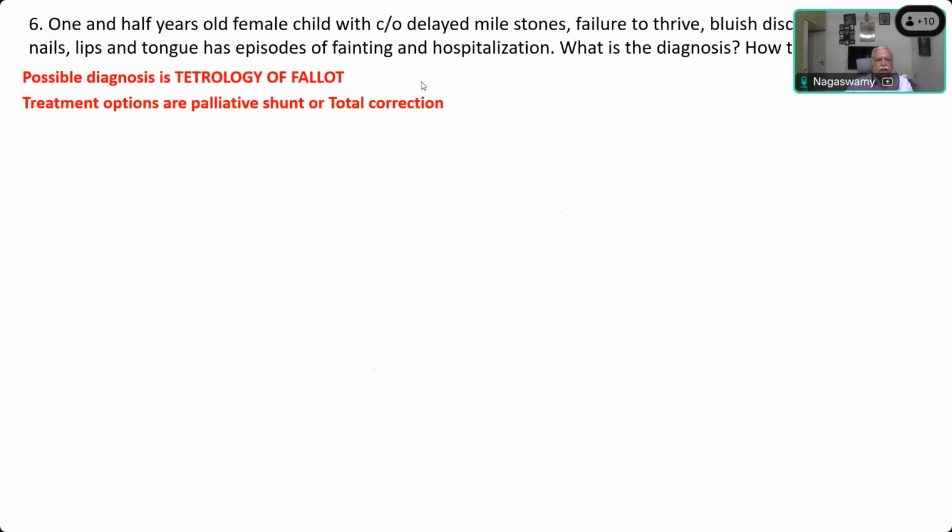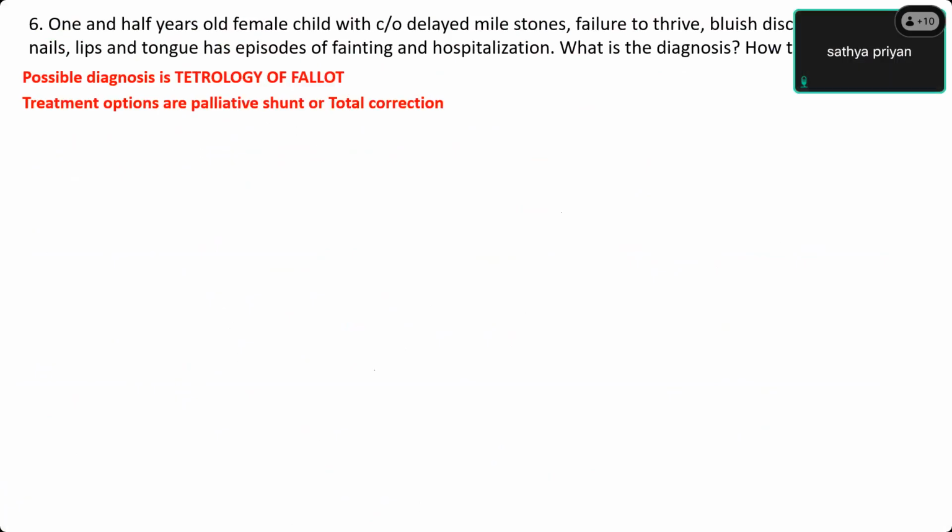Okay. Treatment options are palliative shunt or total correction. Okay. So when do you resort to palliative shunt? When do you resort to total correction? What are the components of tetralogy of Fallot?